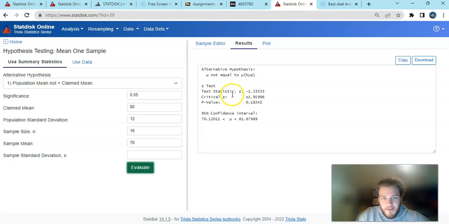We are given that our test statistic is z equal to negative 1.33, with our critical z being plus or minus 1.96. From this, our test statistic is not within our critical region, which indicates that our sample mean is not extreme or unusual for a population with mu equal to 80. Therefore, we fail to reject our null hypothesis that mu is equal to 80.